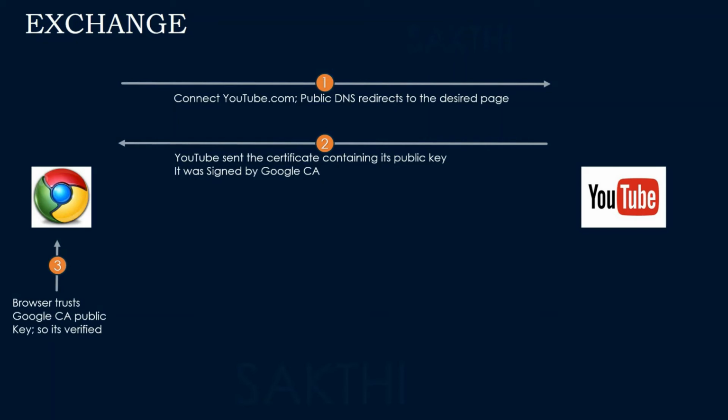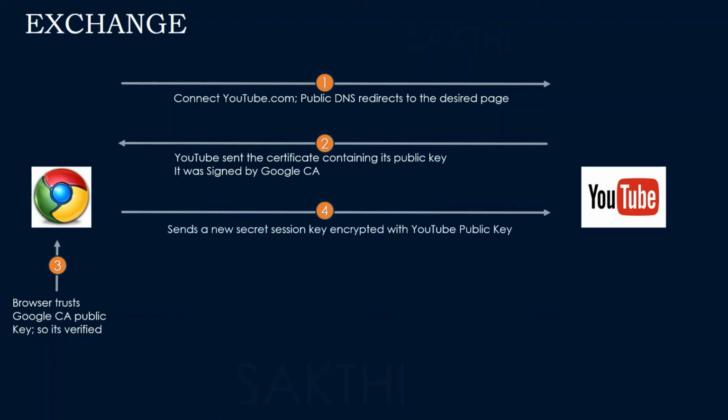Now my browser trusts the Google CA public key. All the major browsers support the authorized CA public keys. So in this case, my Chrome browser trusts the Google CA, or it can be any other browser also. So it is verified that it is signed by the Google CA. Now my browser sends a new secret session key encrypted with YouTube's public key to youtube.com. Then YouTube decrypts the new session key with its own private key.